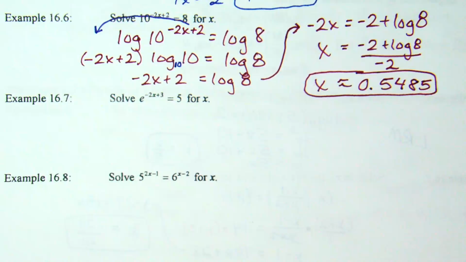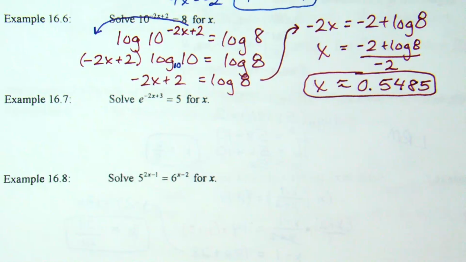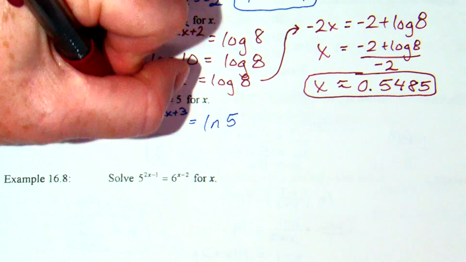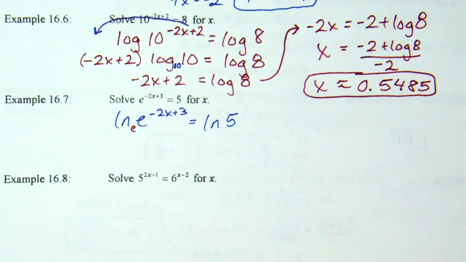Okay. Problem 7. What's the better plan here? Natural log. Take the natural log, because it's base e, take the natural log of both sides. So natural log of e to the -2x plus 3 equals the natural log of 5. Natural log of e is base e. So natural log base e of e to the -2x plus 3 is just going to equal what? -2x. It's going to equal that exponent. So -2x plus 3 equals natural log of 5.